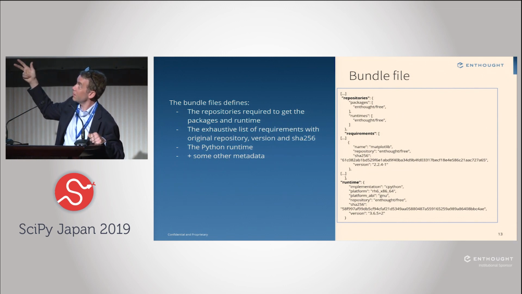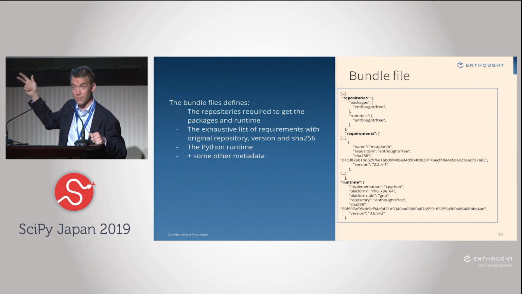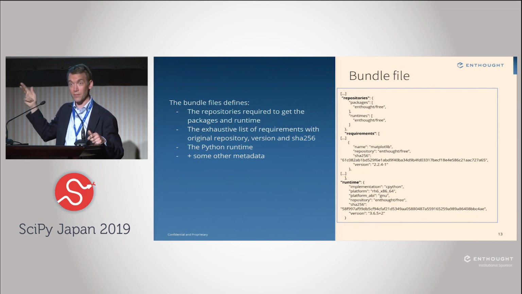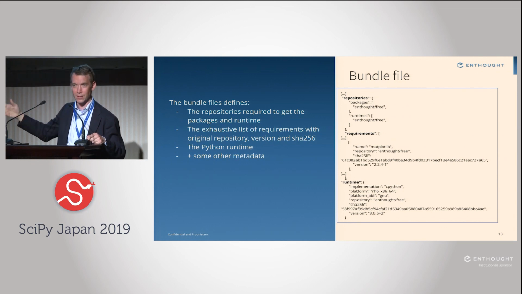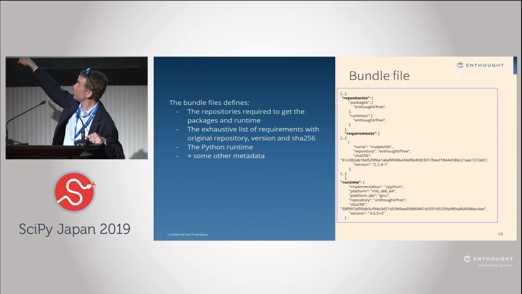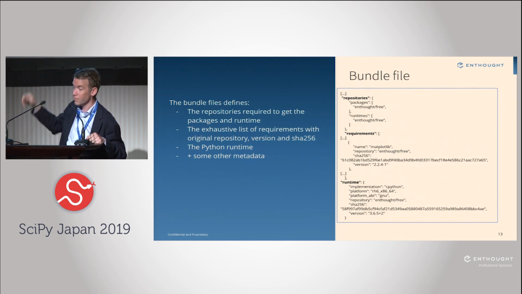Third information that's in the bundle file is the Python runtime information. So it's Python 3.6. It's not any type of Python 3.6. It's Python 3.6.5, which is +2, a second build that we did. It's for Red Hat 6. It comes from the Enthought 3 repository. We also have a checksum there and some other information.